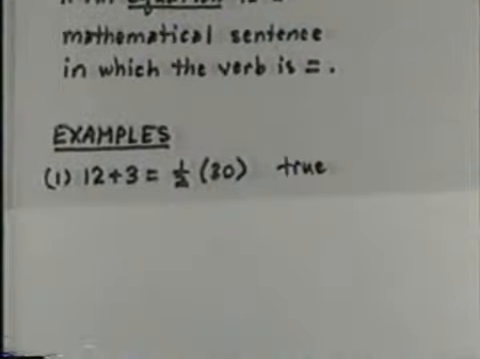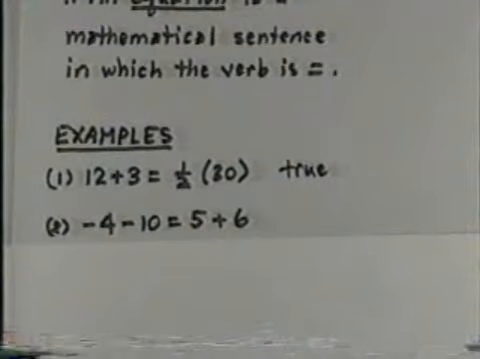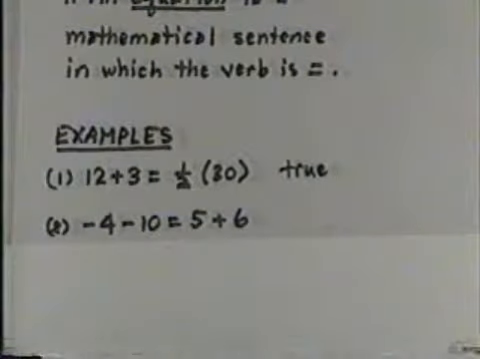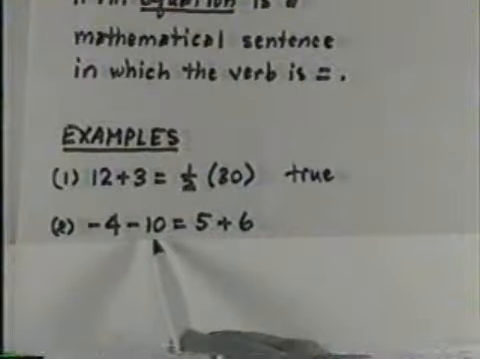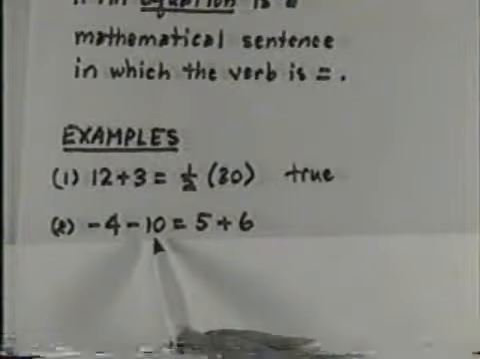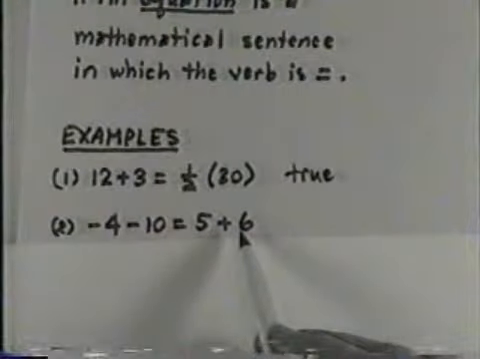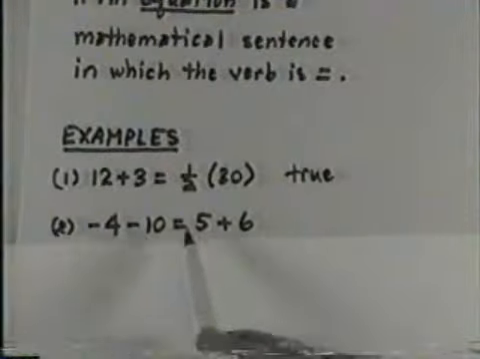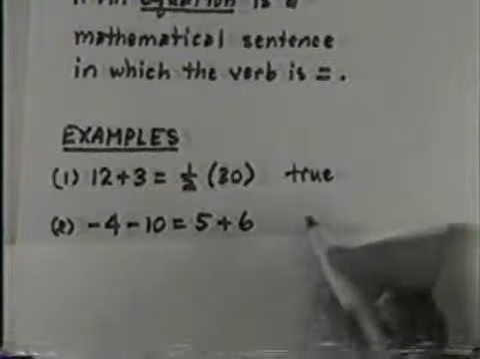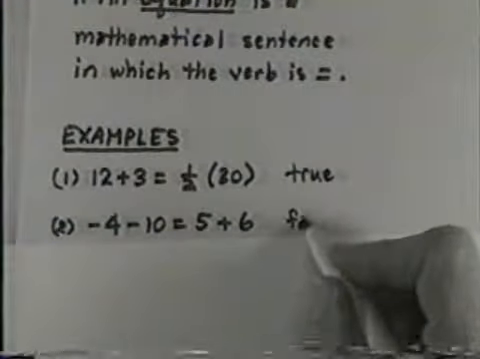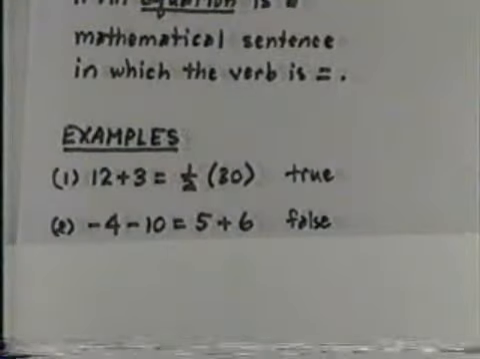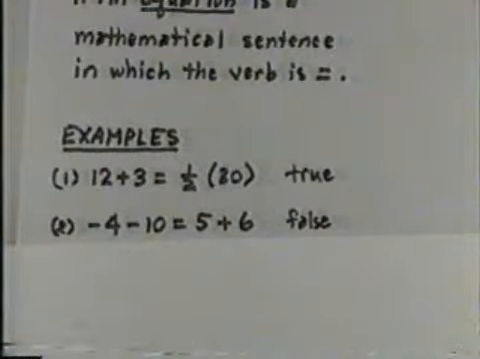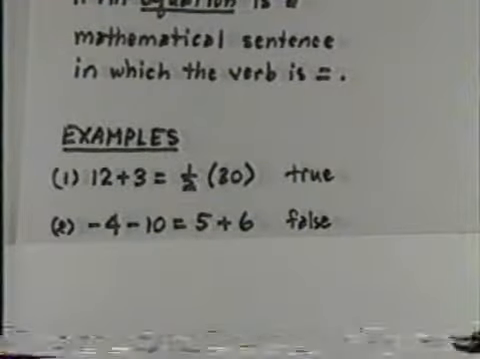For our next example, -4 subtract 10 is equal to 5 plus 6. -4 subtract 10 is -14. 5 plus 6 is 11. -14 equals 11 is false. An equation may be true or it may be false.